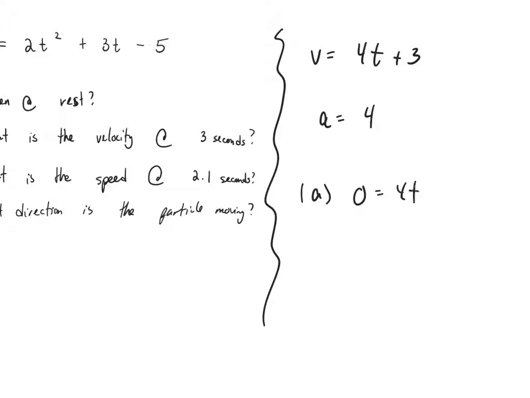0 equals 4t plus 3. And not a really reasonable answer, because what kind of an answer am I getting? For the time being, don't worry about it. It just simply means a couple seconds before we started.